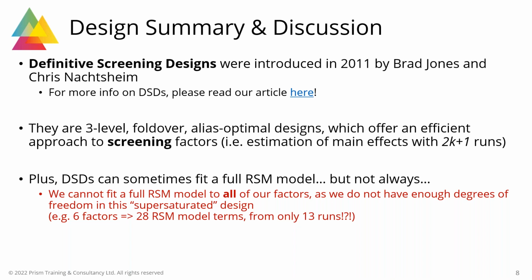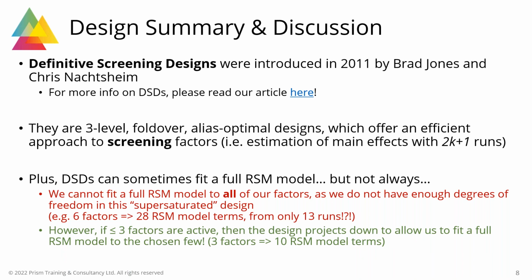Definitive screening designs are what we call supersaturated designs. That is, the model that we might want to fit demands more degrees of freedom than we have available from our chosen design. If we take the example of a 6-factor study, if we wanted to fit the full response surface model, it would demand 28 model terms. However, with 6 factors, we'd only have performed 13 runs. And clearly, we cannot estimate 28 effects if we've just performed 13 experiments. So this is the big limitation, that we cannot fit the full response surface model to all of our factors.